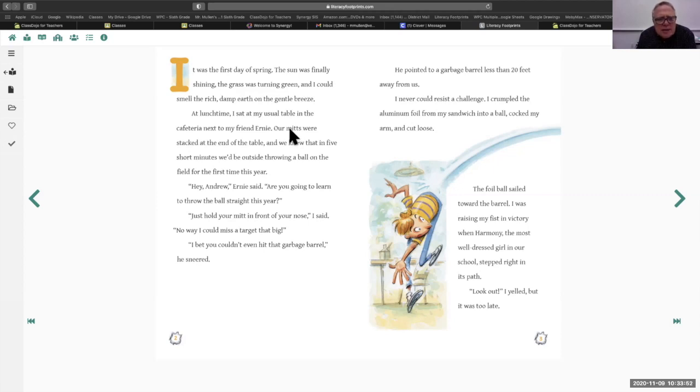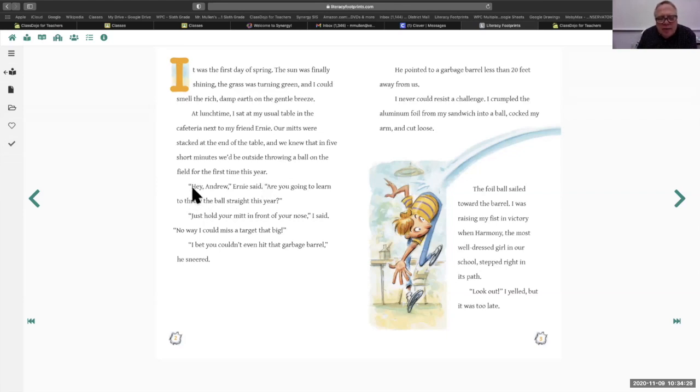But what about this? Our mitts were stacked at the end of the table, and we knew that in 5 short minutes, we'd be outside throwing a ball on the field for the first time this year. What's he talking about? Our mitts. You have to use the context and read around it to find out what it is. But we're talking about baseball gloves, aren't we? Okay, so what time of year might it be? Well, if you're in other parts of the country where they have winter, this is probably at the end of winter, and spring is just starting.